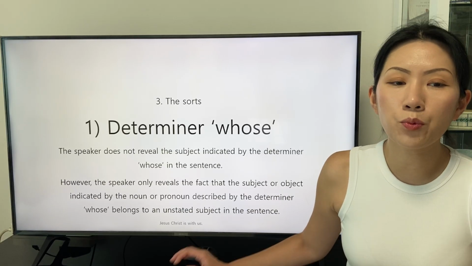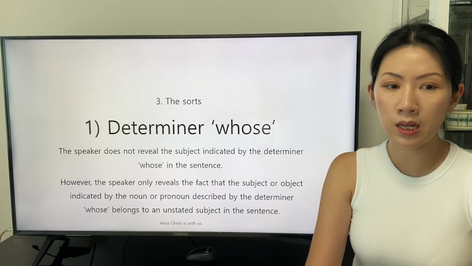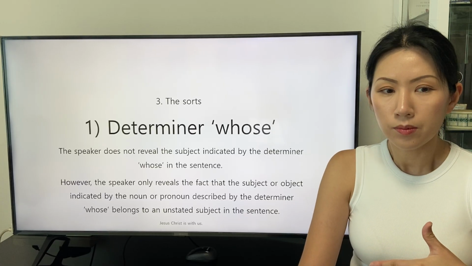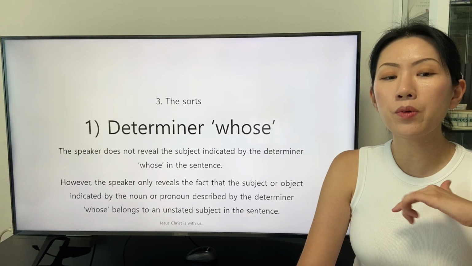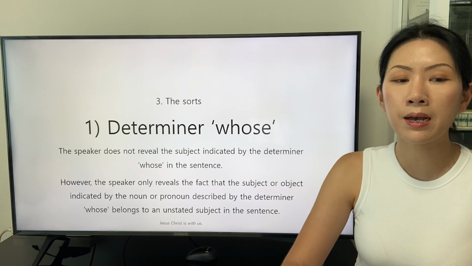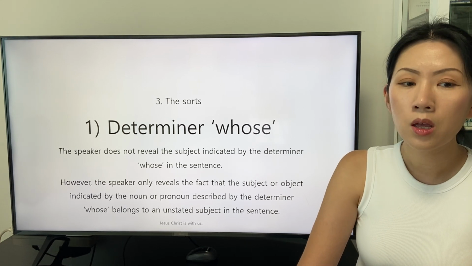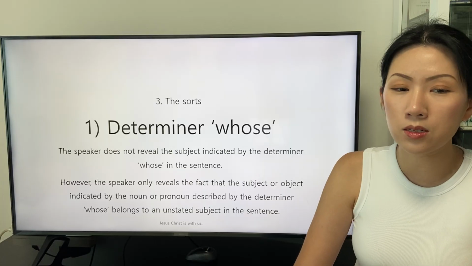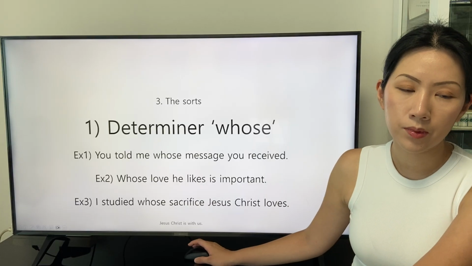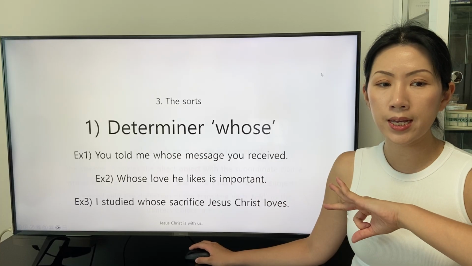The speaker does not reveal the subject indicated by the determiner whose in the sentence. However, the speaker only reveals the fact that the subject or object indicated by the noun or pronoun described by the determiner whose belongs to an unstated subject in the sentence. We will study the determiner whose with three examples.